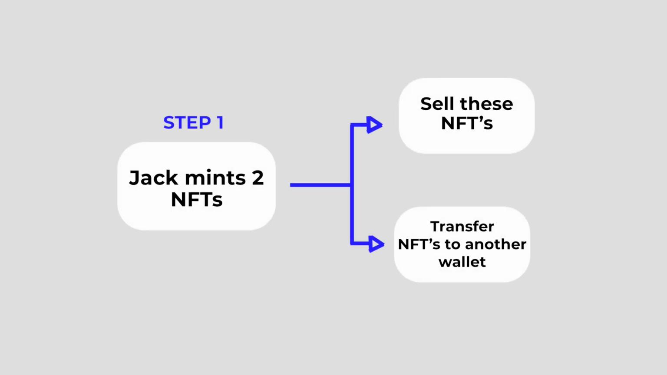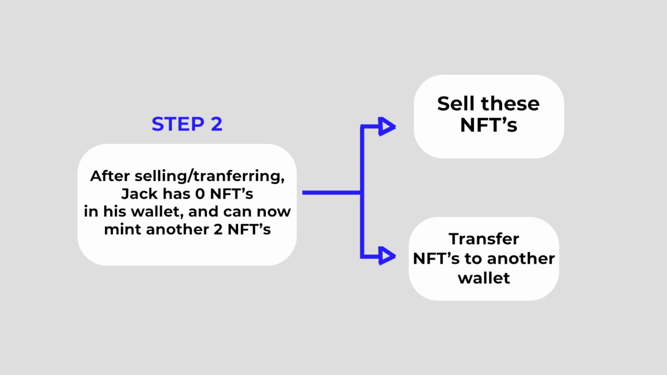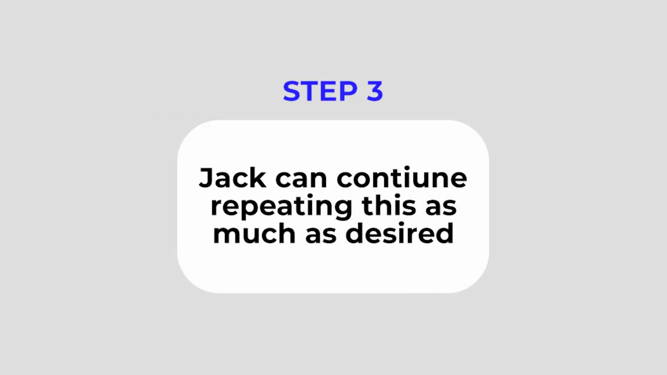Well, there's a problem with this logic, however, because let's say Jack mints 2 NFT tokens. What he can do is either sell these NFTs to someone else, or transfer the NFTs to another wallet, which means that the balance of NFTs will be 0 again in Jack's main wallet. And because of this, he is able to mint 2 more, because all we're doing is checking the balance. So Jack can mint another 2 NFTs, sell or transfer those NFTs, and he can continue doing this process an unlimited amount.